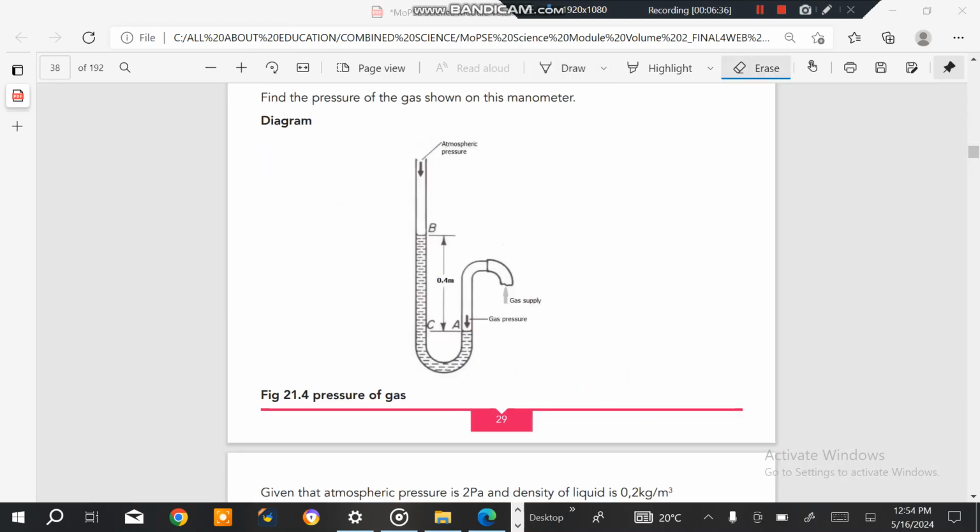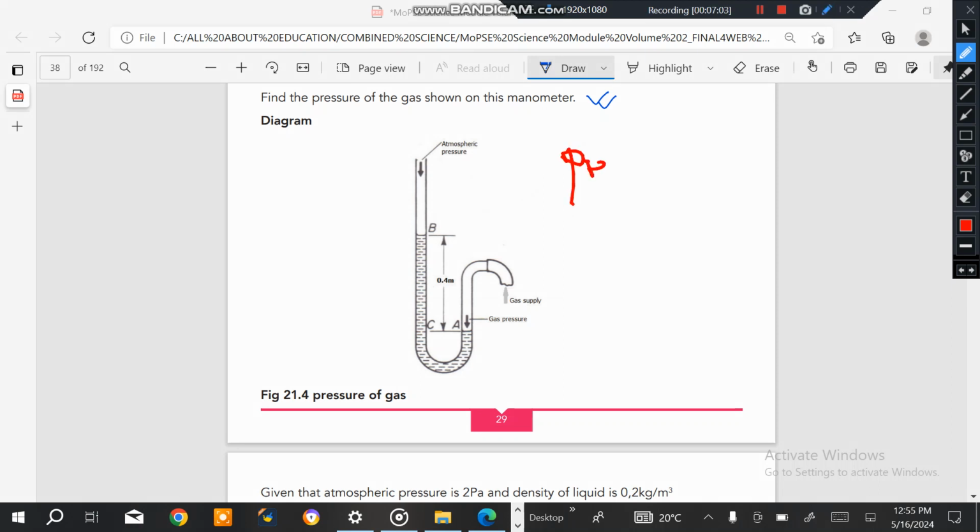Right, moving on to another question which says, find the pressure of the gas shown on this manometer. Here is the manometer. So this one you are being asked to calculate the pressure in gases. We calculated pressure in solids, pressure in liquids, and now we are calculating pressure in gases. How are you going to do that?